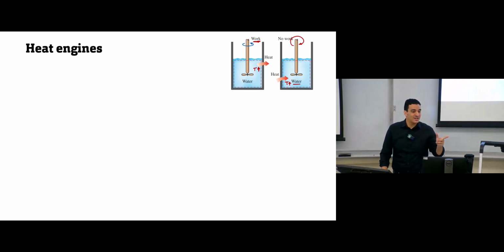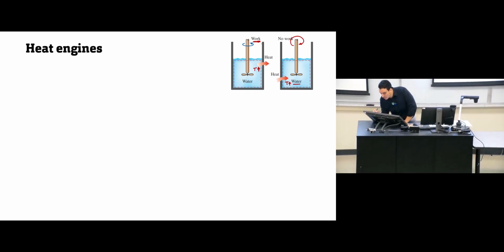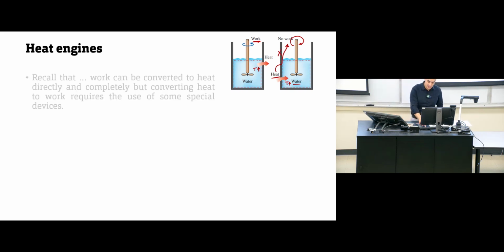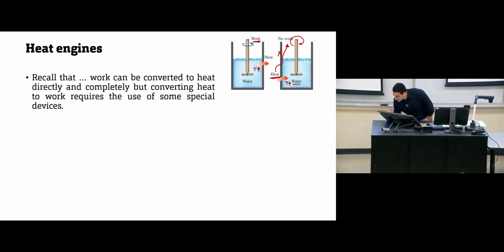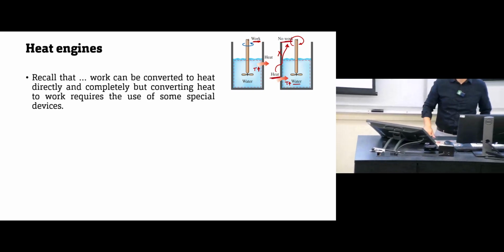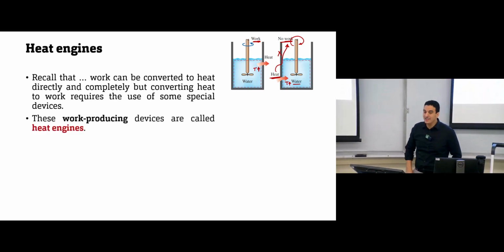But according to the second law of thermodynamics, this cannot happen. If you have work, work can be converted into heat. But if you have heat, heat cannot be converted into work. This is the second law of thermodynamics. So the question is, can we have a device that converts heat into work? And the answer is yes. We can have special devices. These devices are called heat engines.